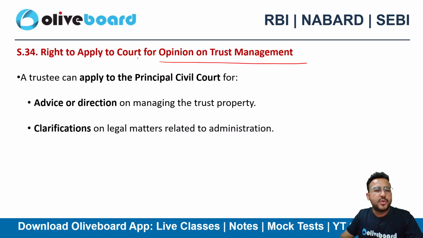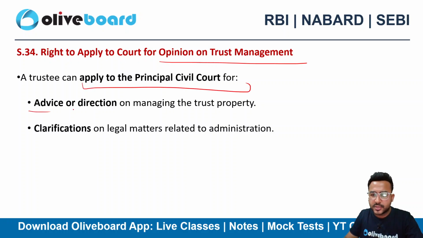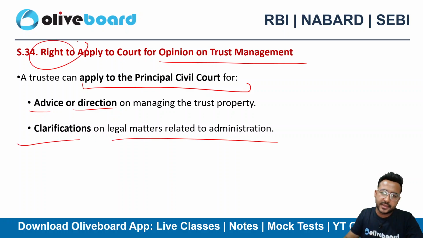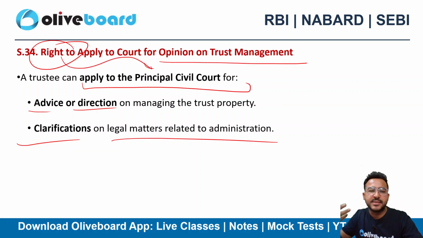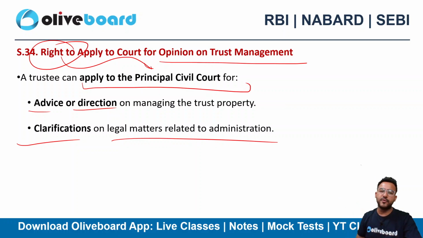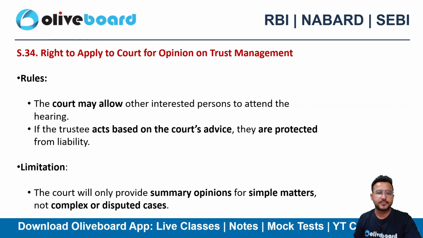Right to apply to court for opinion on trust management. Now trustee can apply to the principal civil court for advice or direction, right? For clarification on any legal matter. That's my right to approach the principal civil court and get some guidance, advice, or clarification if there is any kind of confusion in the trust deed or the intent of beneficiaries, right? I can always reach out to the principal civil court for clarification purposes, right?